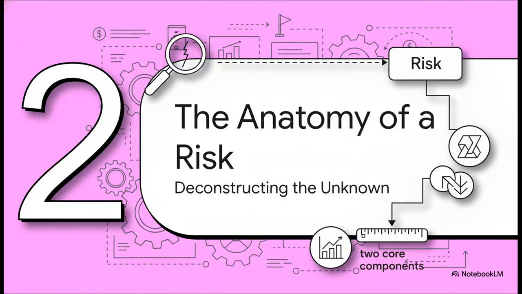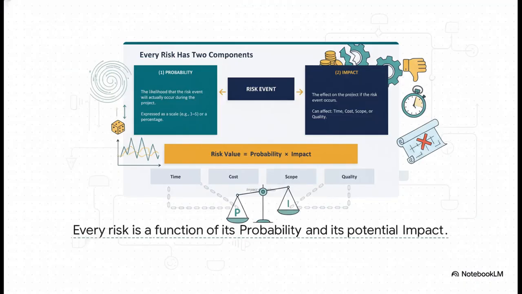Okay, so we know how to spot a risk, but to truly manage it, we have to break it down into its parts. We need to understand its anatomy because if you can't measure something, you can't really manage it. And it turns out every risk is made of 2 fundamental components. Take a look at this. It's the simple, beautiful math of risk.